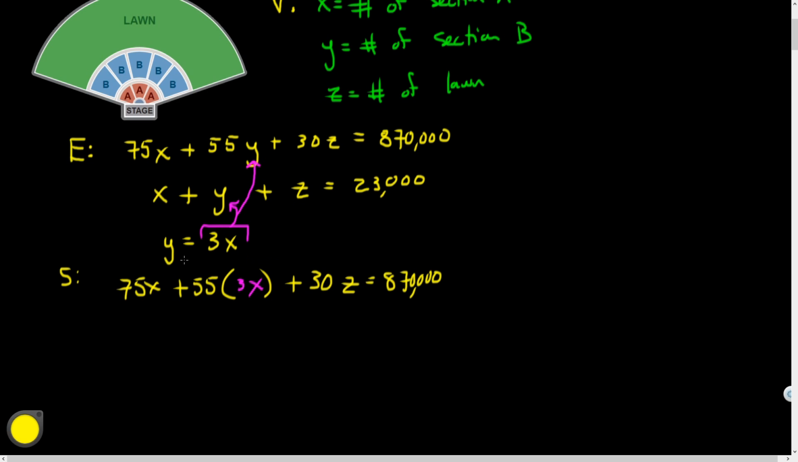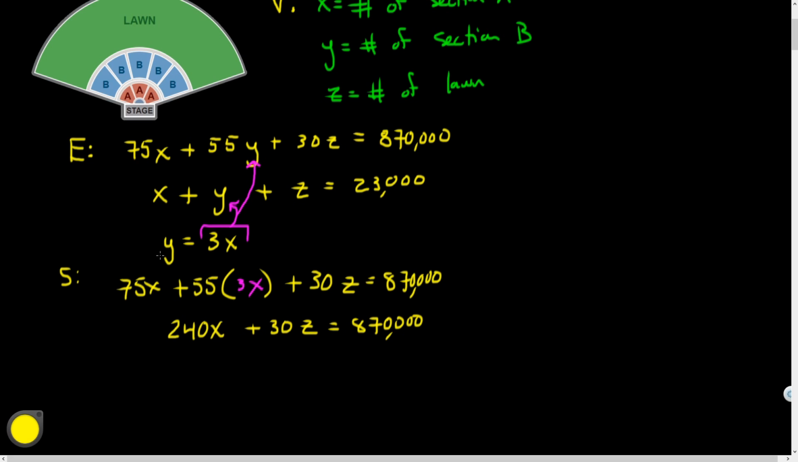And to save us a little bit of space and time, I'm going to just do the 55 multiplied by 3 and add that. So 55 times 3 is 165. Add that to 75, and I get 240x plus 30z equals 870,000. Now, the fact that all of these have an extra 0, you could just immediately divide both sides by 10 and try to get smaller numbers. That's not a bad idea, but you don't have to do that.